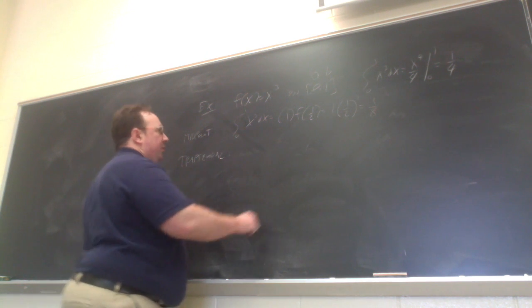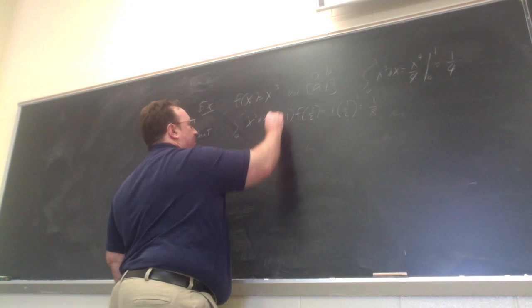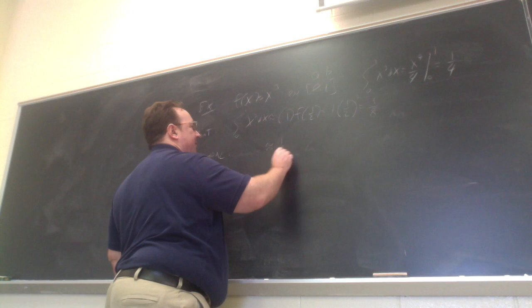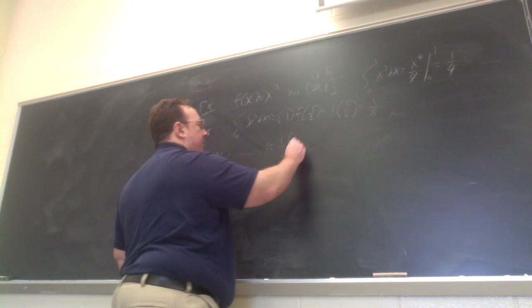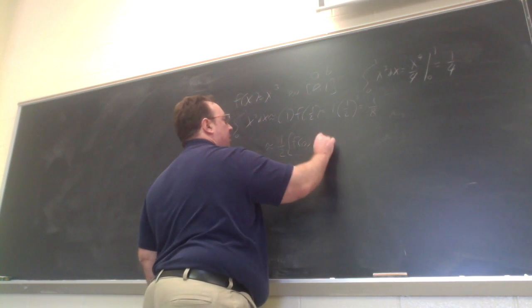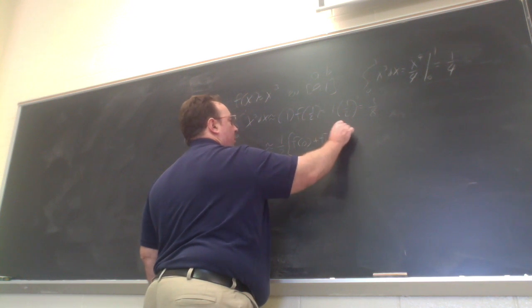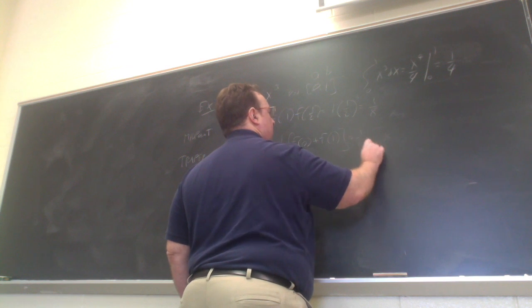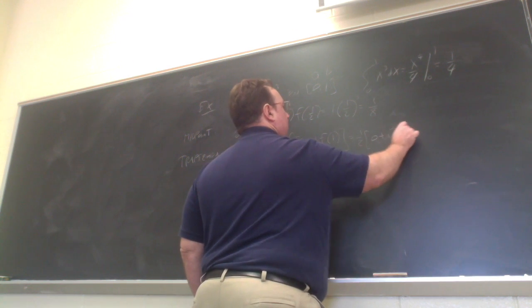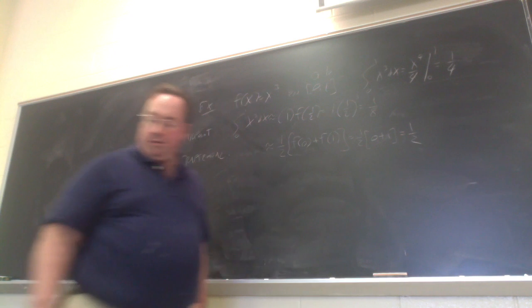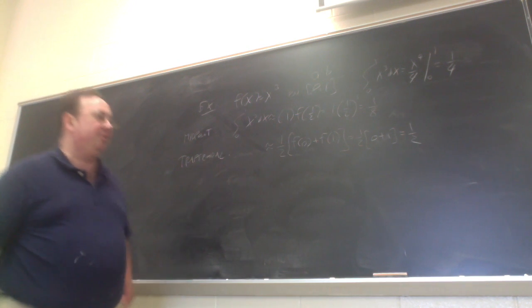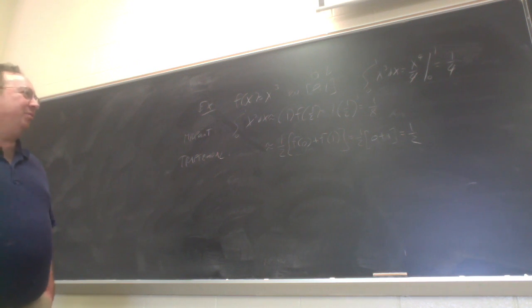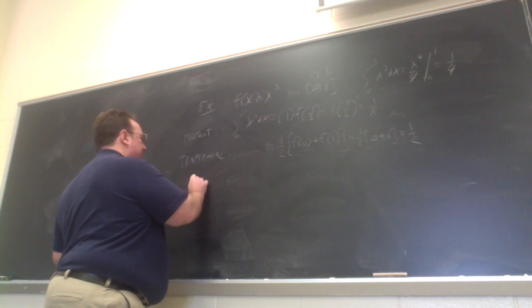So in trapezoidal, this approximation, definitely not equal. Our weights are 1/2, so (b minus a) over 2, and we evaluate at 0 and 1, so we get 1/2, so also pretty bad. Yeah, that's unfortunate. And then finally, Simpson's Rule.